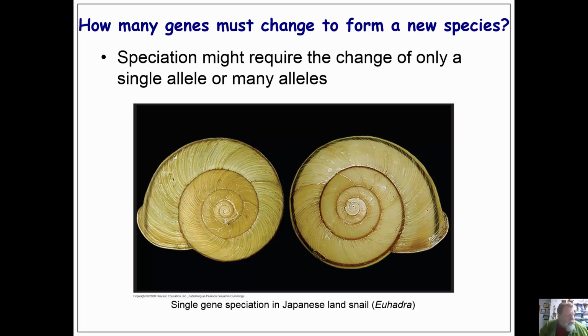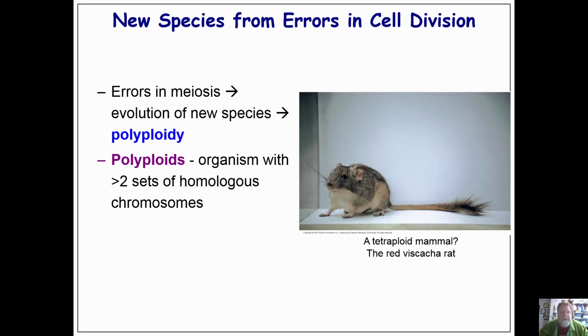Does it take a lot of genetic change in order to make a new species? No. There's only one allele, a single gene for speciation in the Japanese land snail, that basically determines whether you are right or left-handed for the snail. Only the right-handed snail can mate with another right-handed snail, and the left-handed snail can only mate with another left-handed snail. It's only one gene that's required to do that.